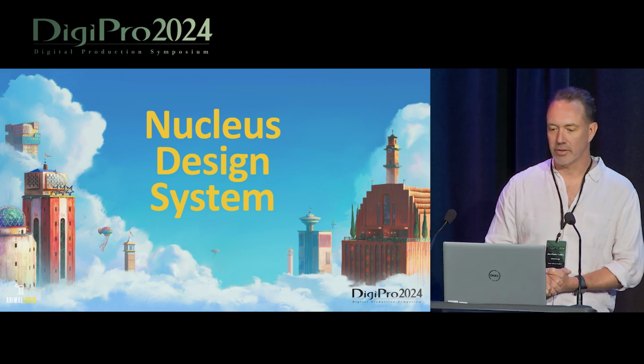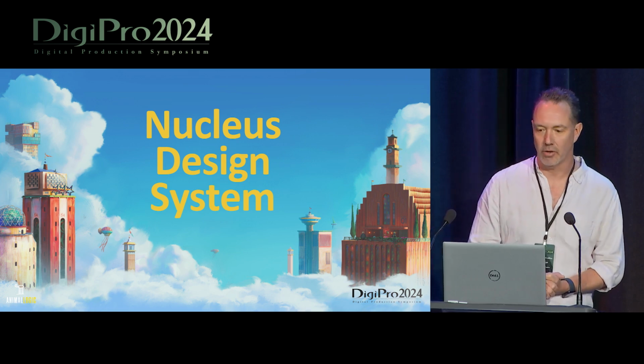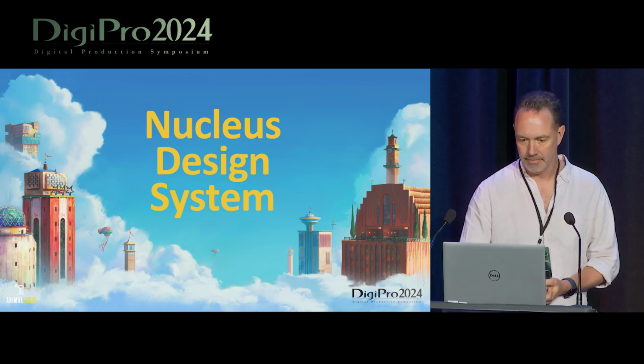And along the way, I'm going to describe our journey of discovery at Animal Logic. We're going to be looking at some best practices, design patterns, and frameworks that we've developed along the way, and how this journey culminated in what we call the Nucleus Design System.